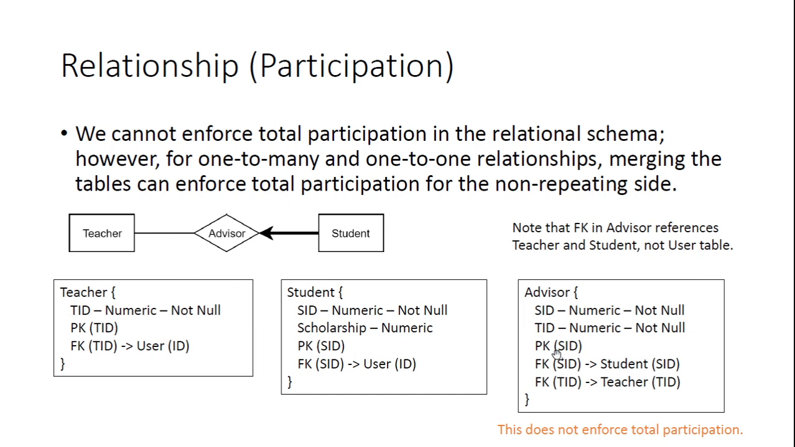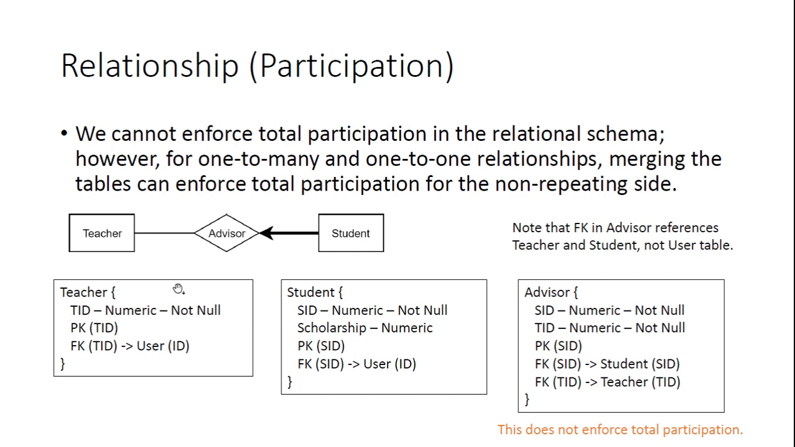So for this picture, for now, we have a one-to-many relationship between teacher and student, meaning that for a student, there can be only one advisor teacher, but a teacher can be the advisor of multiple students. So in this case, the table for the advisor, the primary key is SID, right? If we know the student's ID, then we already know the advisor that is assigned to that student. What we can do is, in this picture, merge the student and advisor tables. Why? Because for a student, there is going to be only one advisor teacher. So for a student, there cannot be multiple advisor teachers.